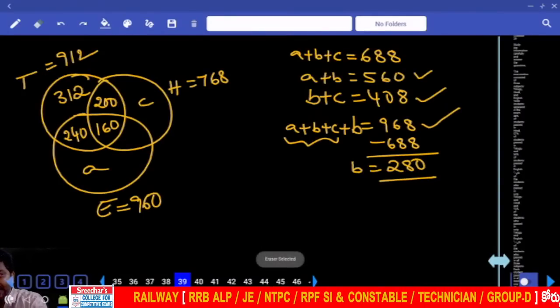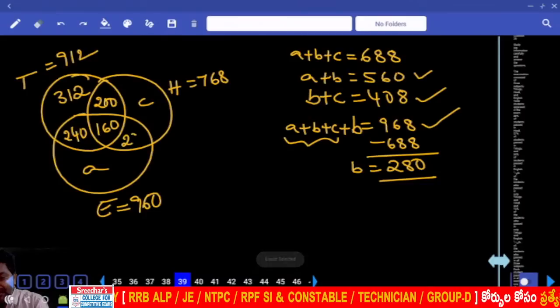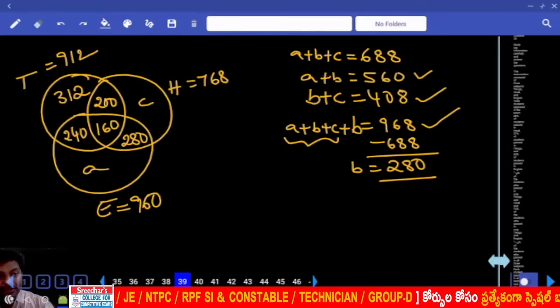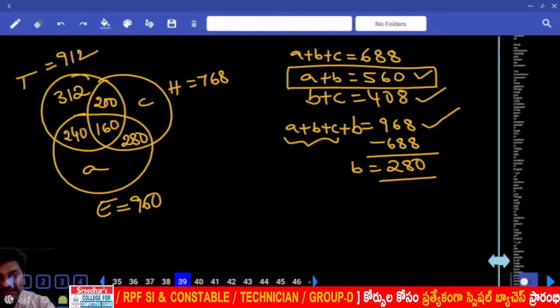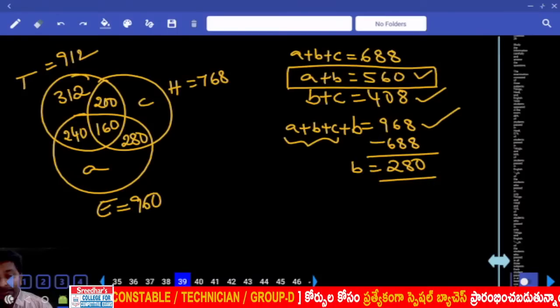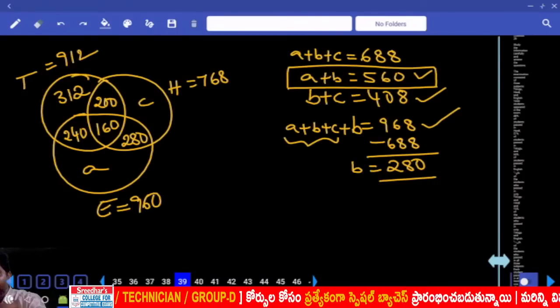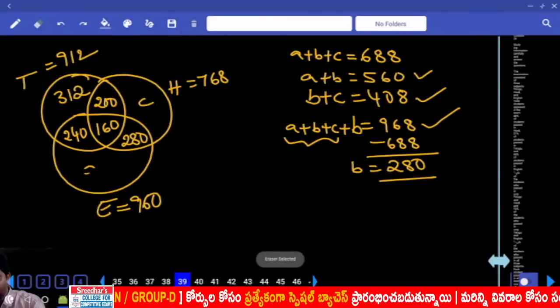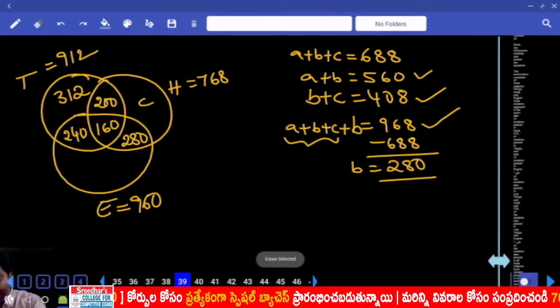Let me write 280 here. If B is equal to 280, we know A plus B is equal to 560. Then B is equal to 280, then A will be equal to 280 again.